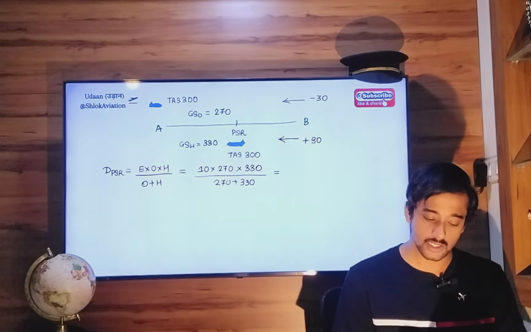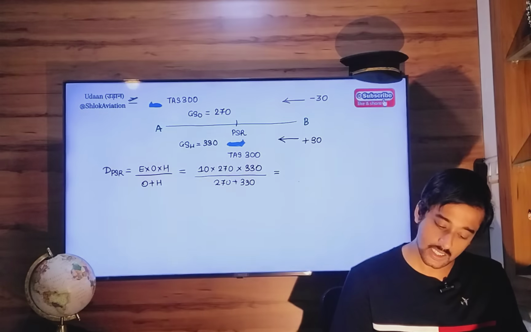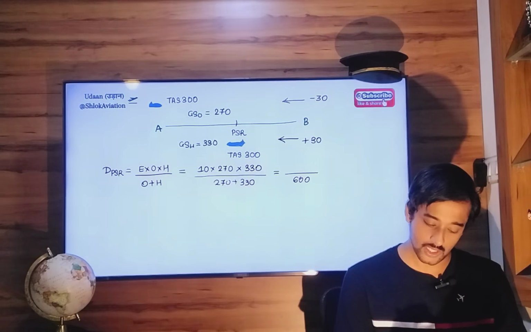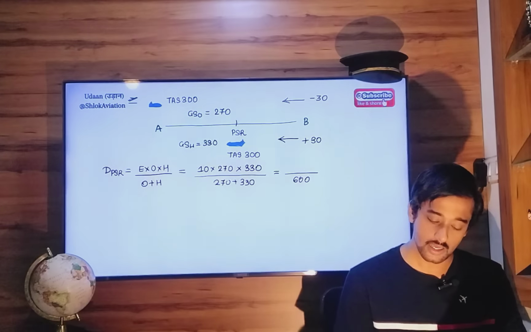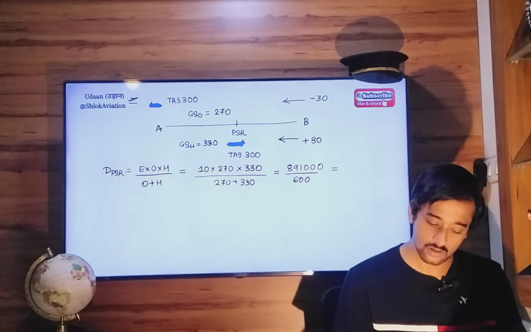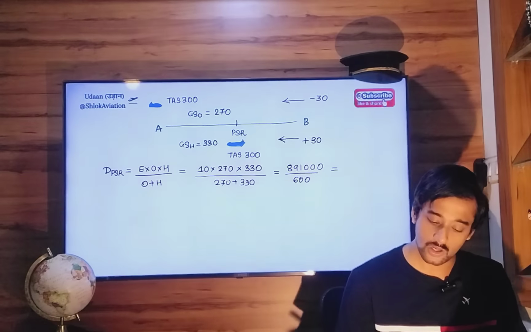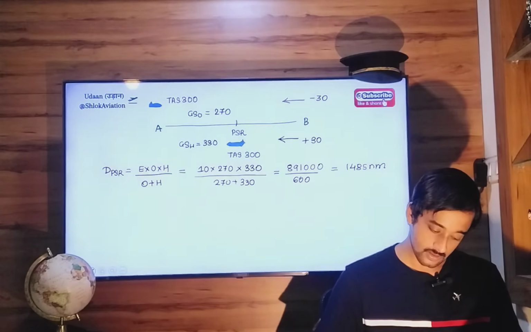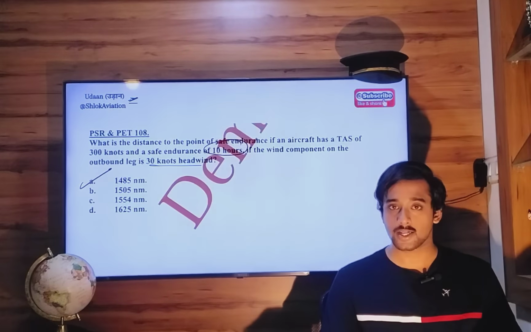270 plus 330 is 600. In the numerator we have 10 into 270 into 330, that is 891,000, which is equal to 1485 nautical miles. So option alpha is the right answer.